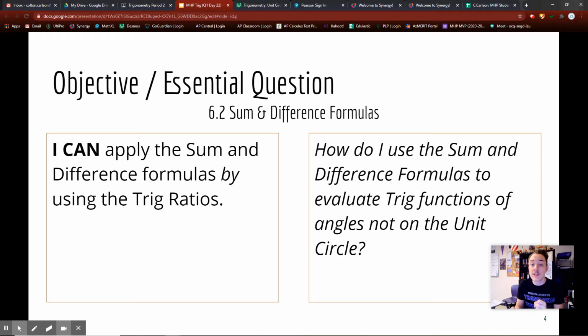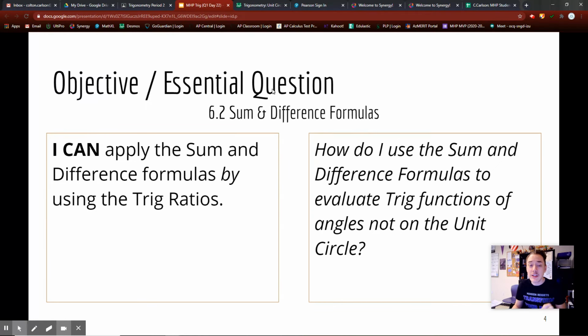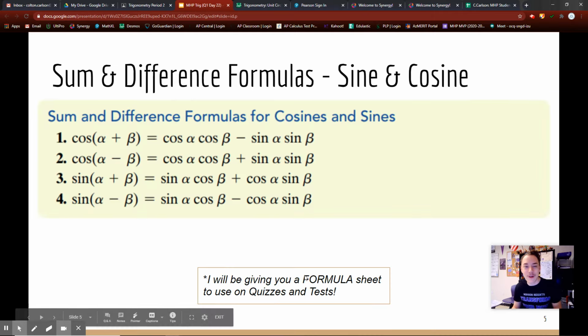Okay, so that's what's really interesting about this lesson, is that, yes, we're going to be using the unit circle, so make sure you have it out. I already have it right here for me. I'm going to use my Desmos unit circle here. But make sure you have whatever unit circle you have out, and we're going to get started on using these formulas. I will have a formula sheet for you as well.